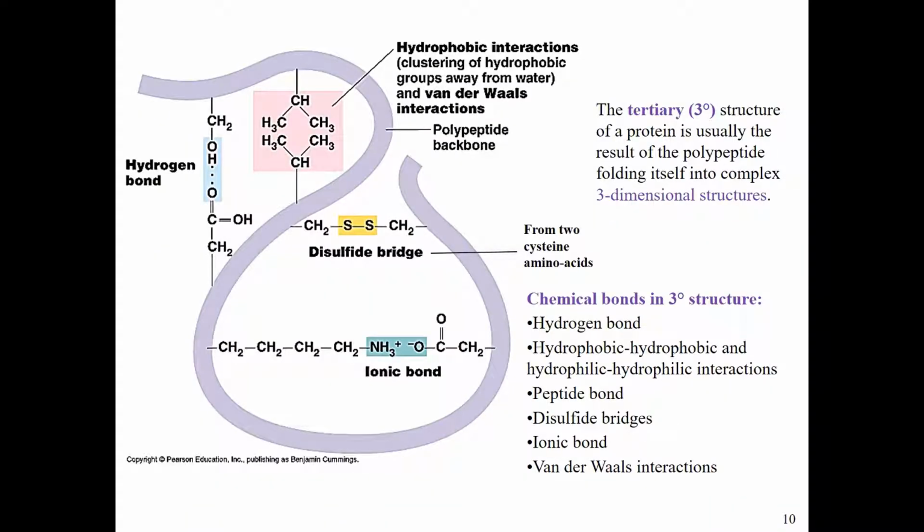Tertiary structure has more types of bonds. The chemical bonds found in a tertiary structure include the hydrogen bonds, hydrophobic and hydrophilic interactions, peptide bonds that hold the amino acids together, disulfide bridges, ionic bonds, and van der Waals interactions. The primary structure of the protein folds itself into complex three-dimensional structures which are held together by these chemical bonds, and this results in the formation of the tertiary structure.